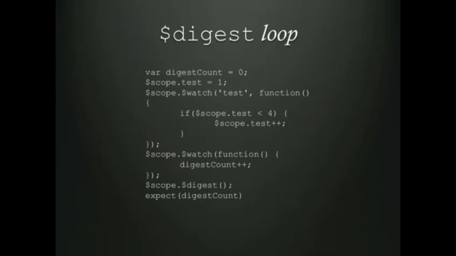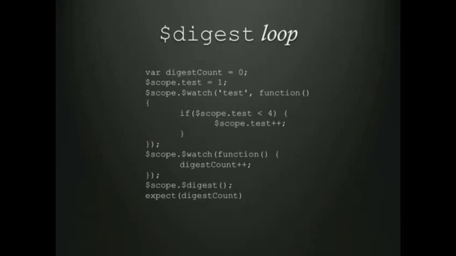So this is a simple example. One thing to briefly mention: if you do a watch and you just pass a function, you don't give it anything else, that will fire every time a digest happens on that scope. It's not watching anything in particular. So I don't know what it's useful for other than counting how many times the digest has happened, but that's what I'm using it for here.